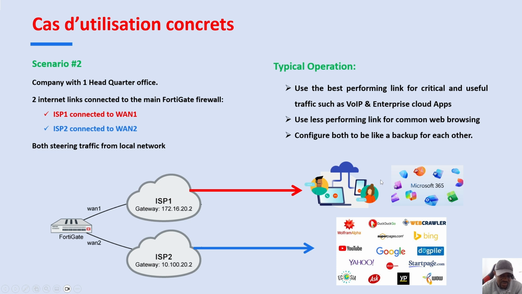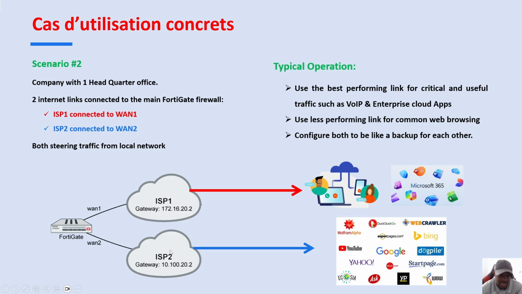So you know, most of the time in companies now, most of the applications that are used by the company are either voice over IP, by doing calls through Microsoft Teams or Zoom calls, or users are accessing company data through Microsoft 365 applications, right? Or you will also use this best performing link to access company line of business apps that are probably hosted in the cloud.